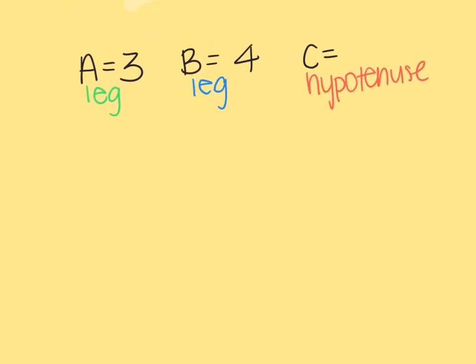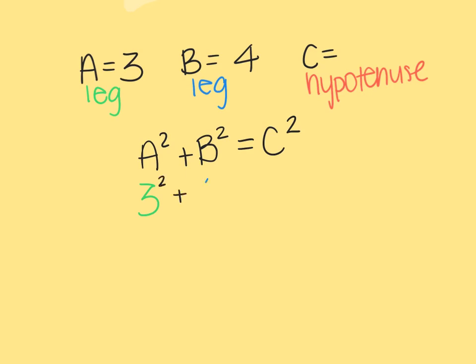We know that we can plug this into the equation, a squared plus b squared equals c squared. We know that A is 3, so we're just going to plug that right in. Just like all the other equations we've done, we've been working with equations forever. You're just going to plug 3 in for A, so we have 3 squared. We're going to plug in 4 for B, so we have 4 squared. And we don't know what C is yet, so we're just going to leave it as c squared.